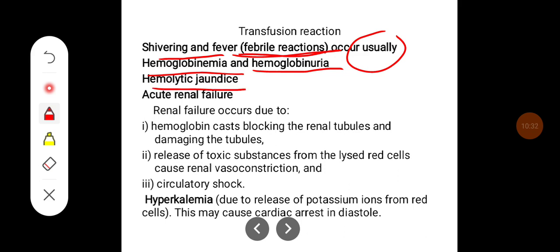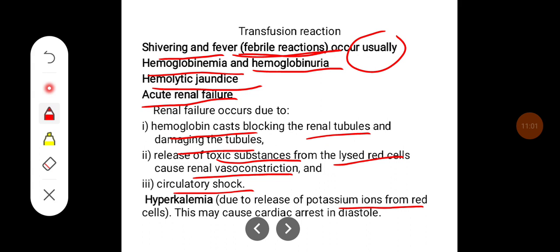Then there can be hemolytic jaundice and acute renal failure. Acute renal failure mainly occurs because of hemoglobin casts blocking the renal tubules and damaging them, or because of the release of toxic substances from the lysed red cells that cause renal vasoconstriction, and eventually it leads to circulatory shock. Hyperkalemia usually occurs because of the release of potassium ions from red cells. This may cause cardiac arrest in diastole.